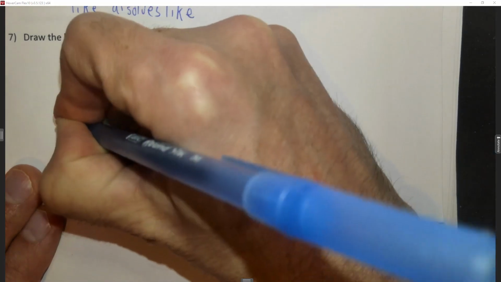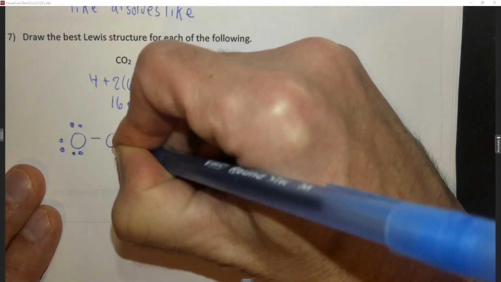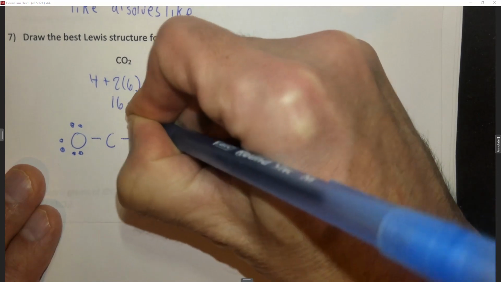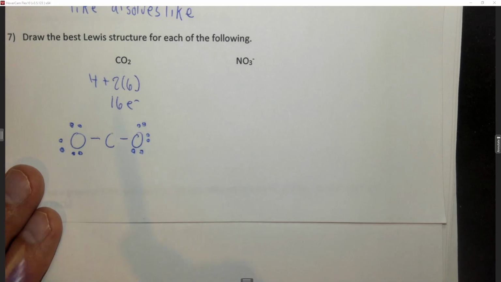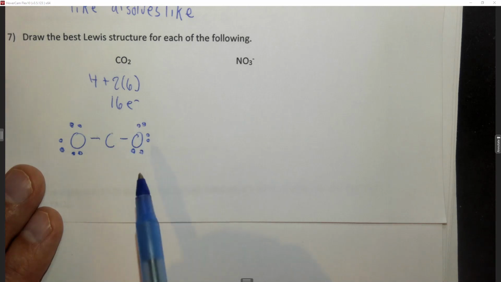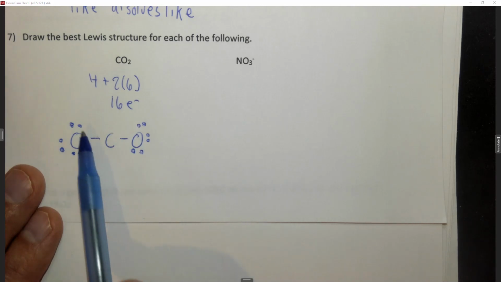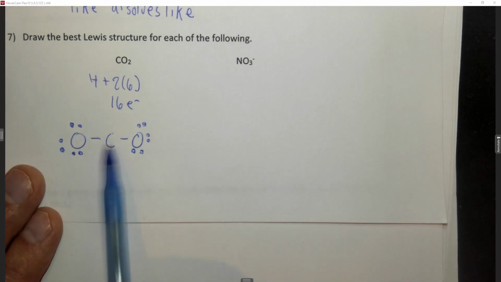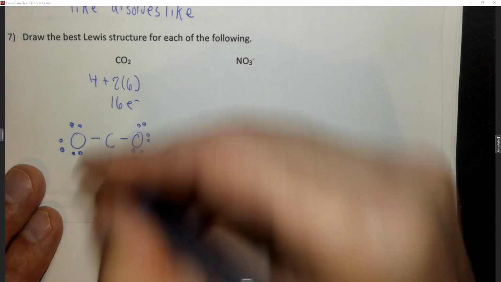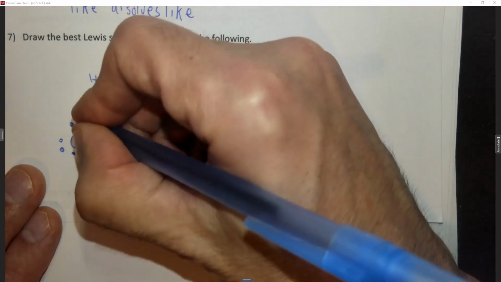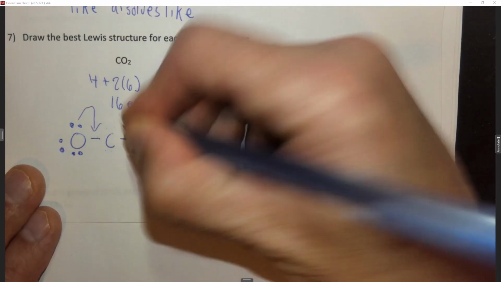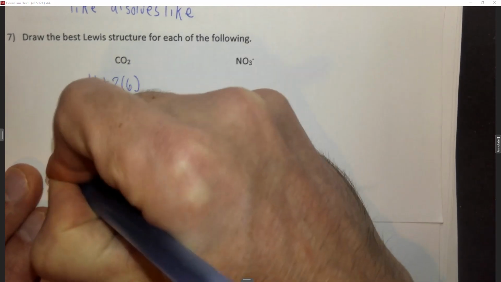So 2, 4, 6, 8, 10, 12, 14, 16. There are my 16 electrons, having been placed. The second to last thing I want to do is fill the octets. So rule 3 is to fill the octets. I've filled the octets of the oxygens, but I have not filled the octet of carbon. And rule 3A is, if you don't have any more electrons, and I've used all 16, I don't want to just put more electrons like that; I need to make multiple bonds. And it turns out that I want to make 2 double bonds.